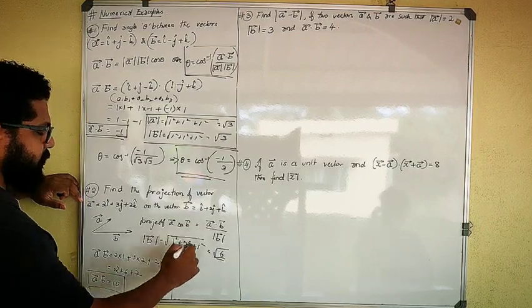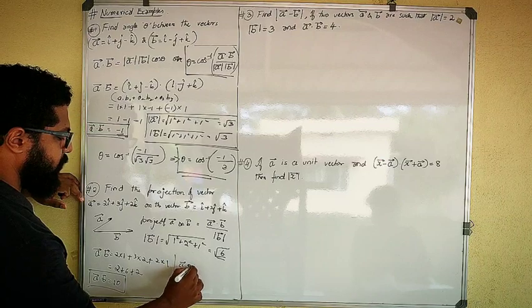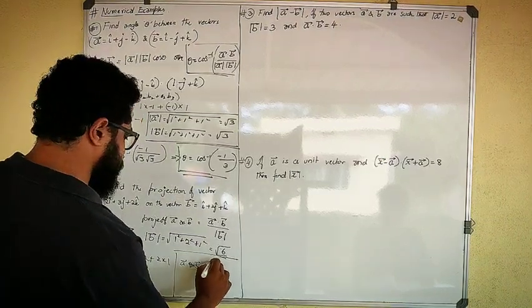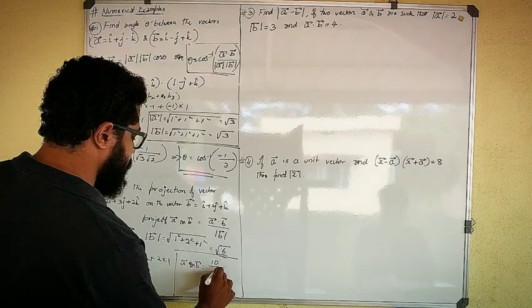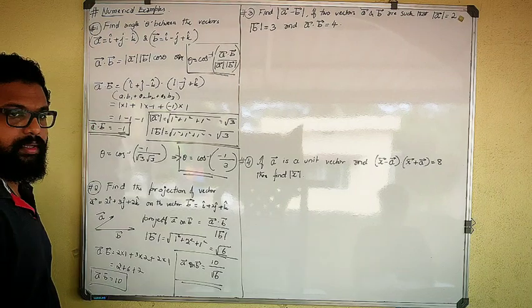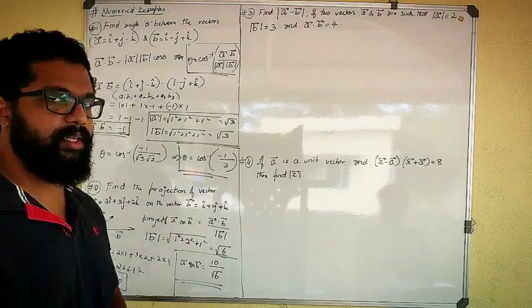So 10 I will substitute directly in that formula. So projection of A on B is equal to A dot B, which is 10, divided by root 6. This is my answer. Clear? So projection of something will be a number. So keep it as it is. So that is your answer.